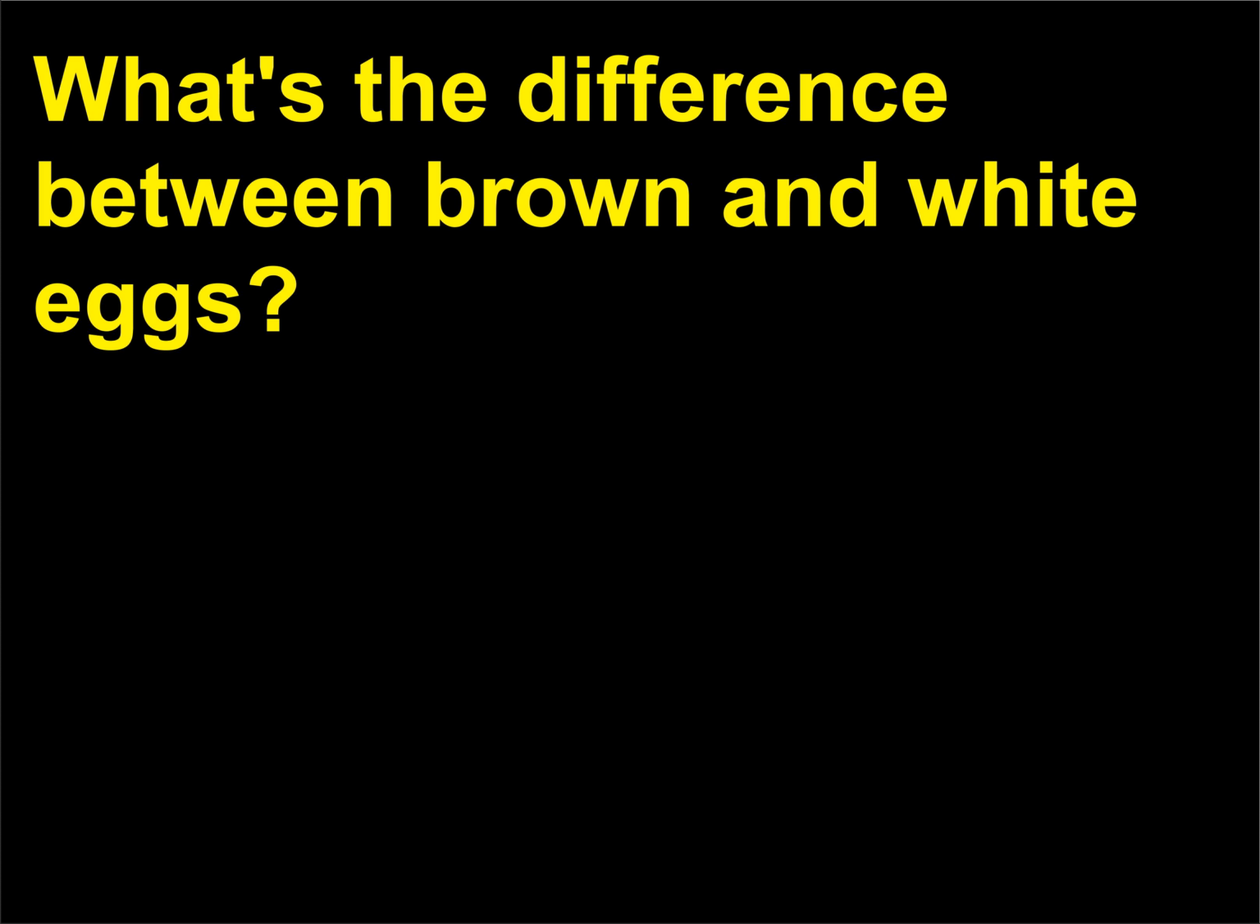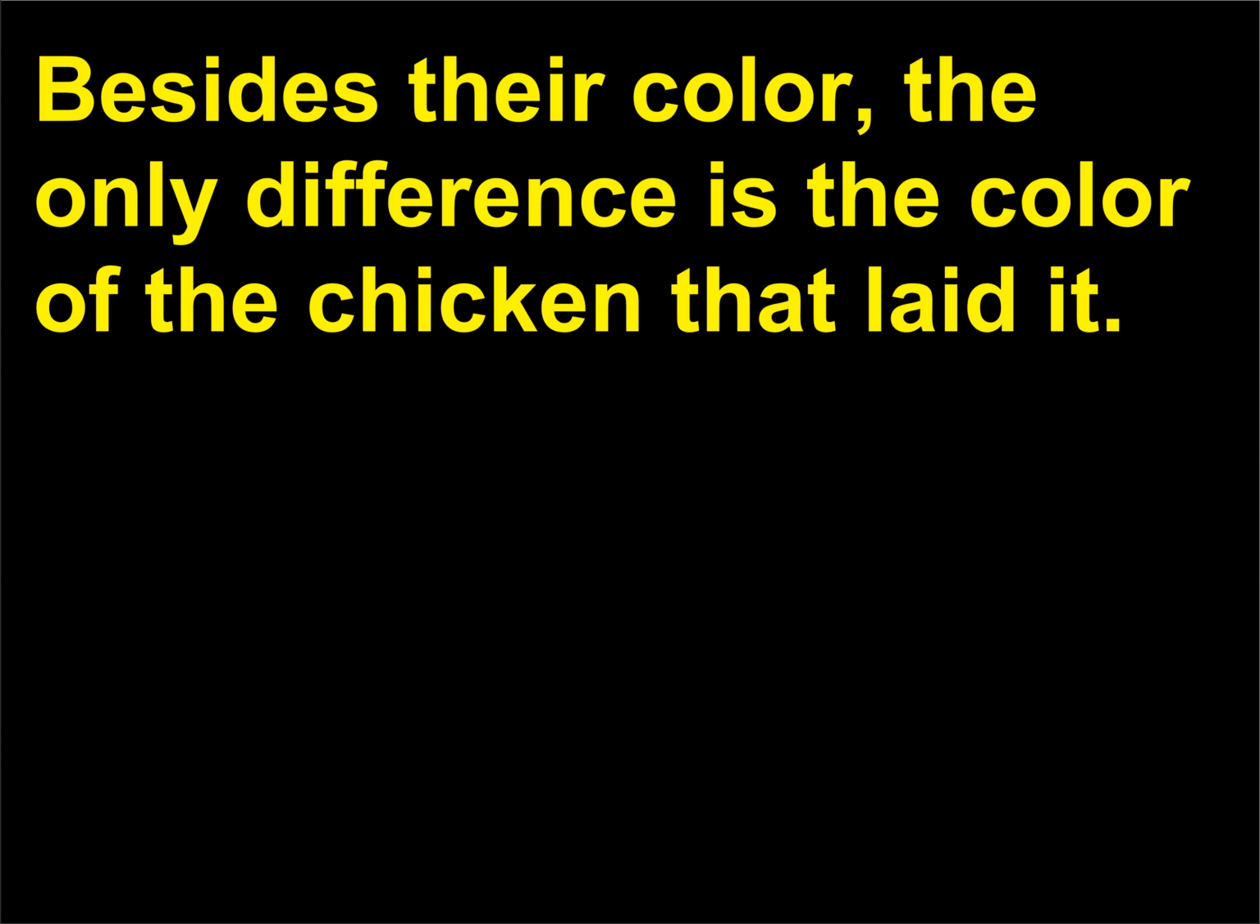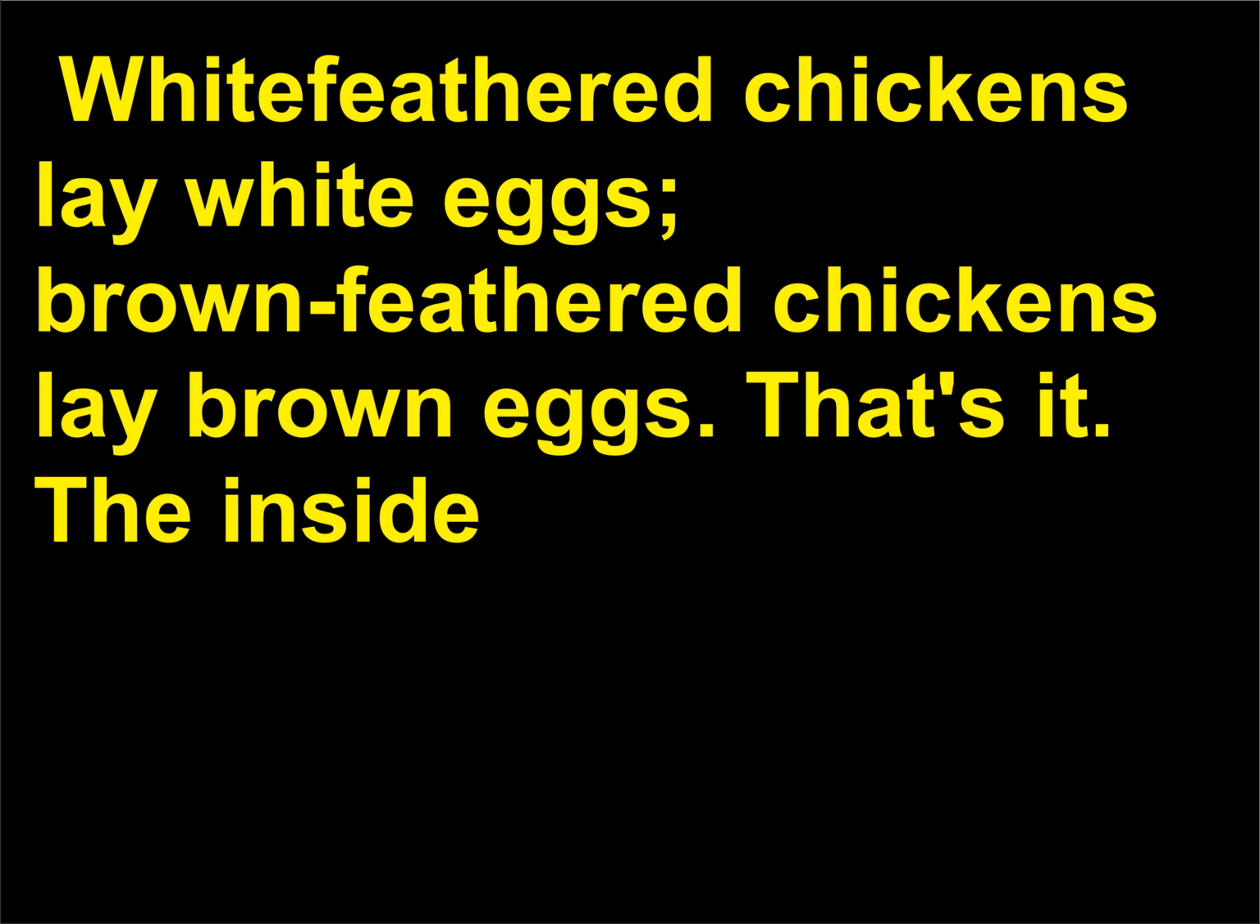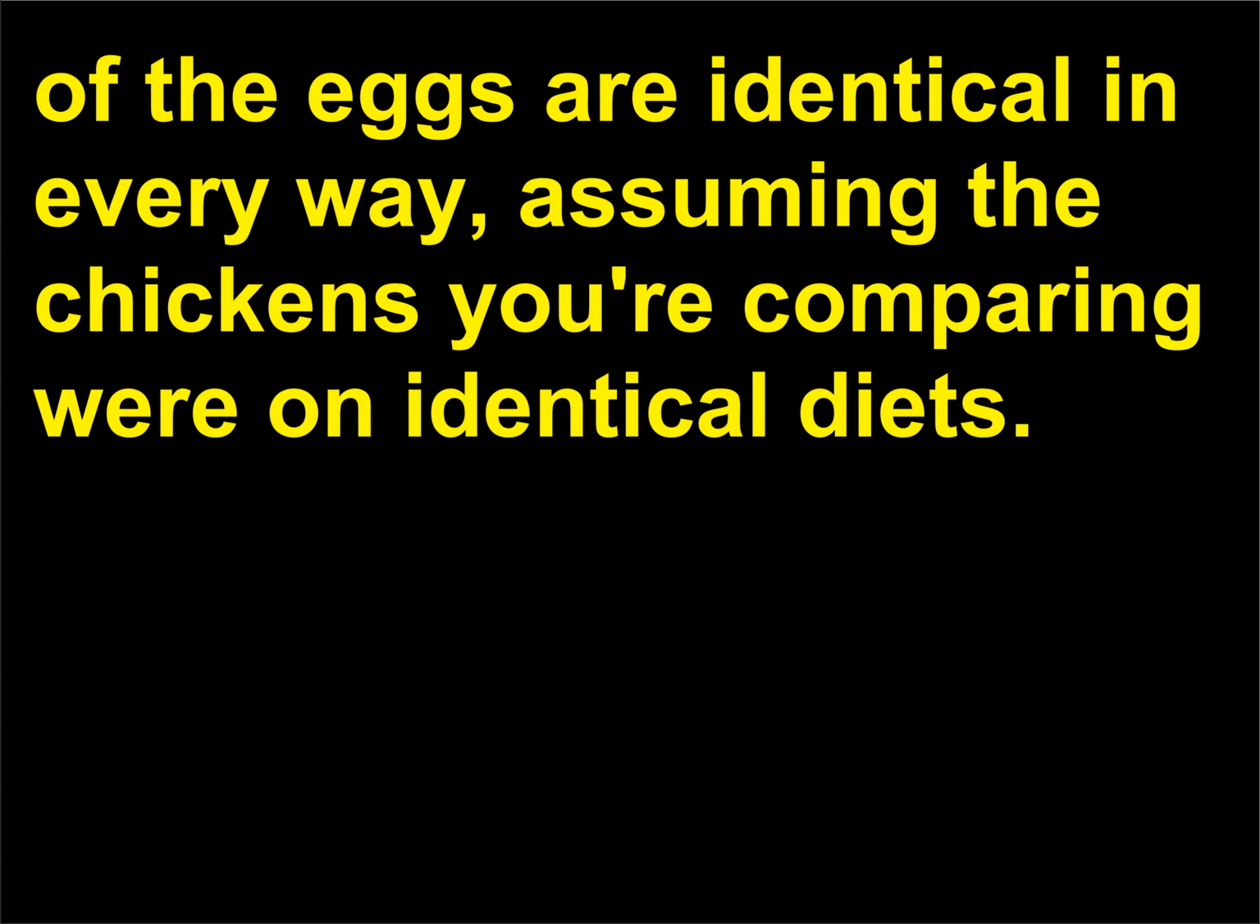What's the difference between brown and white eggs? Besides their color, the only difference is the color of the chicken that laid it. White-feathered chickens lay white eggs, brown-feathered chickens lay brown eggs. That's it. The inside of the eggs are identical in every way, assuming the chickens you're comparing were on identical diets.